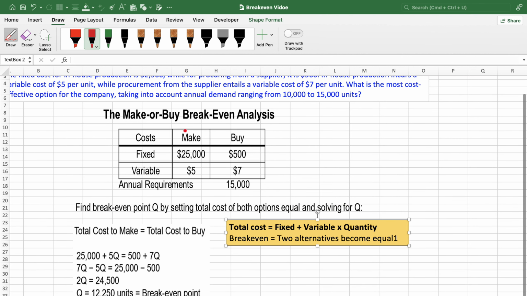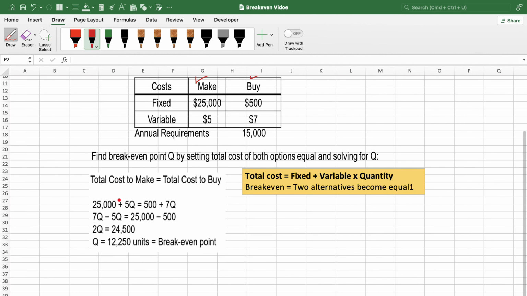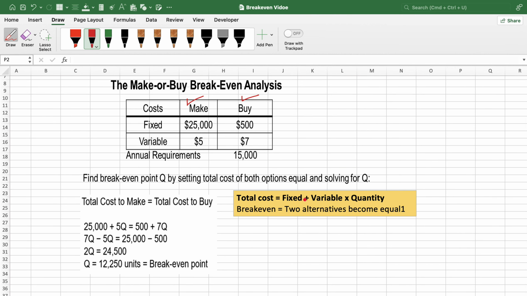So in this case, we will set up two equations, one for the make alternative and another for the buy alternative. And the equation for the make alternative becomes this one. Fixed cost for the make option is 25,000, so this is 25,000 plus variable cost per unit, that's 5, multiplied by quantity. Total cost for the buy option will be 500, which is the fixed cost for the buy alternative, plus 7, that's per unit cost, multiplied by quantity.